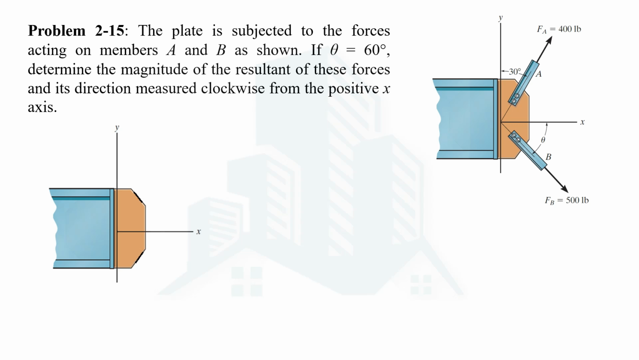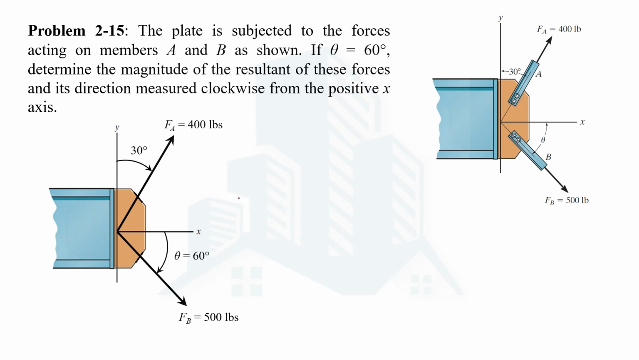The force which is acting through member A, which is FA, can be shown here. That has a magnitude of 400 pounds and makes an angle of 30 degrees with the positive y-axis. The force through member B has a magnitude of 500 pounds and its direction is 60 degrees with the positive x-axis. That makes an angle theta, and in this case we have been given that theta is 60 degrees. So first we are going to solve for the resultant of these forces, and once we determine its magnitude then we can determine its direction.